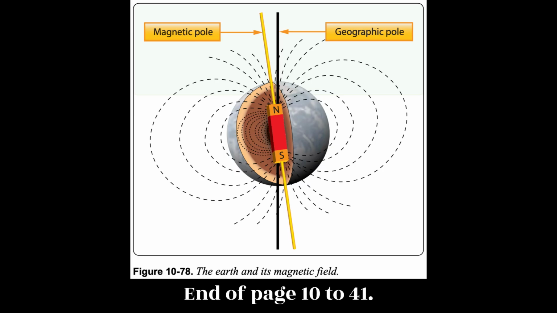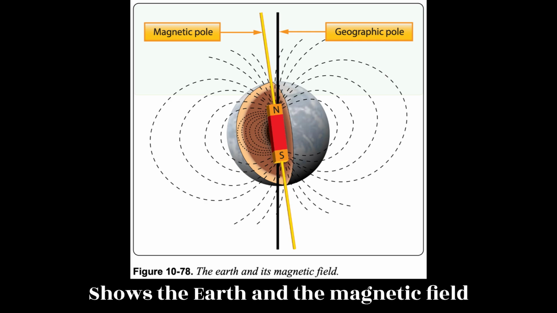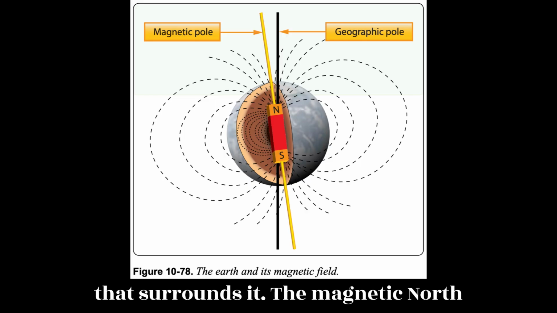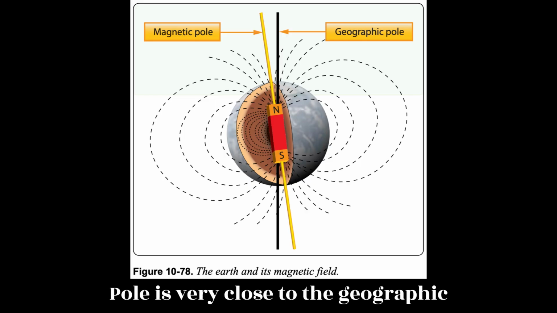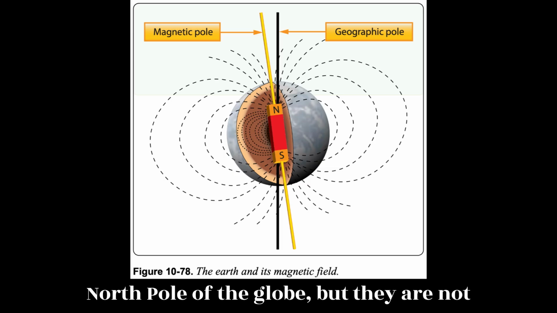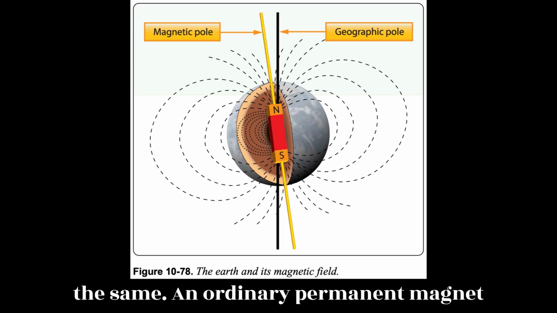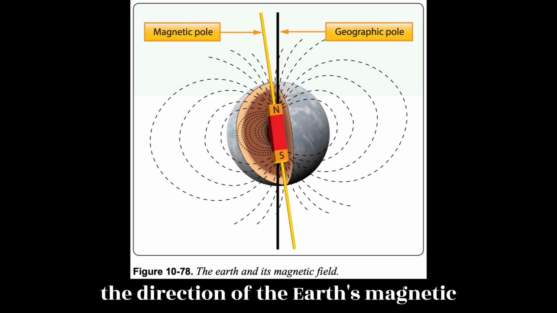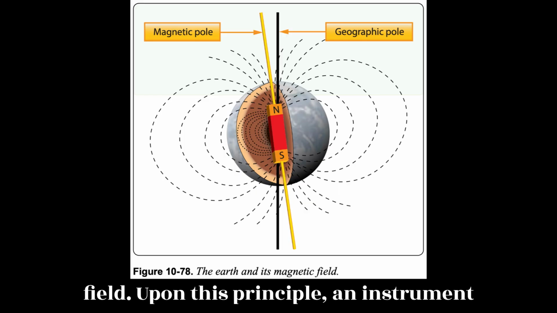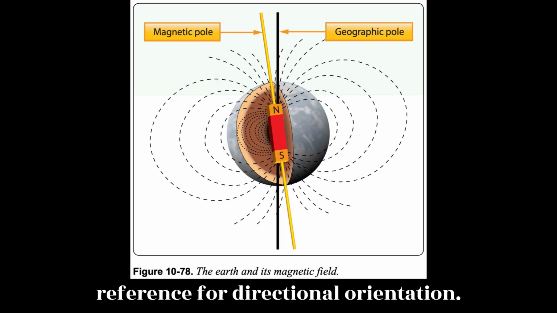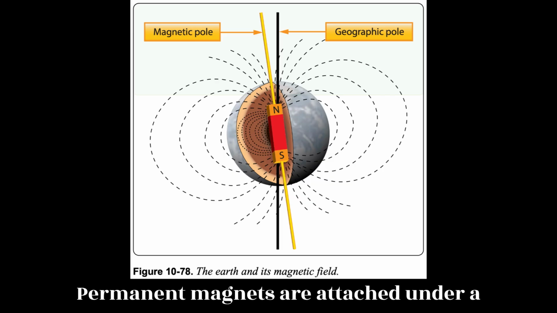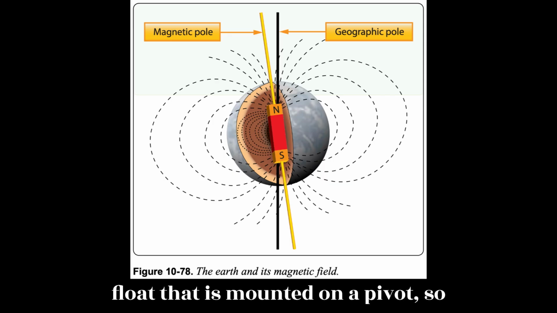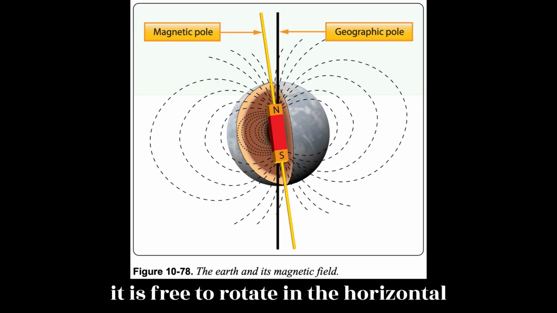End of page 10-41. Figure 10.78 shows the Earth and the magnetic field that surrounds it. The magnetic North Pole is very close to the geographic North Pole of the globe, but they are not the same. An ordinary permanent magnet that is free to do so aligns itself with the direction of the Earth's magnetic field. Upon this principle, an instrument is constructed that the pilot can reference for directional orientation. Permanent magnets are attached under a float that is mounted on a pivot so it is free to rotate in the horizontal plane.